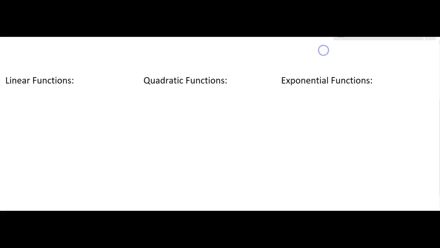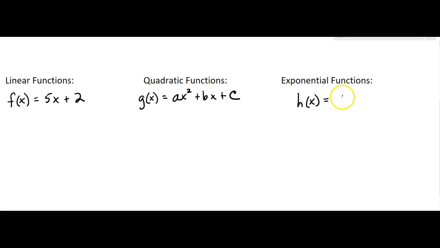Okay, so now we have 3 types of functions we've talked about in this class. We have linear functions, so they look like f of x equals 5x plus 2. Something in the form ax plus b. That's a linear function. We've had quadratic functions, I'll call this one g, that come in the form ax squared plus bx plus c. And we've worked with the quadratic functions over the last couple chapters. And now we have exponential functions that look something like 6 to the power of x, or something like that.